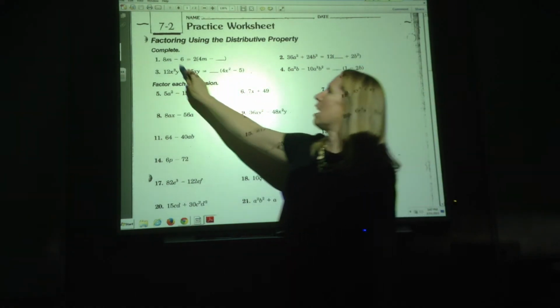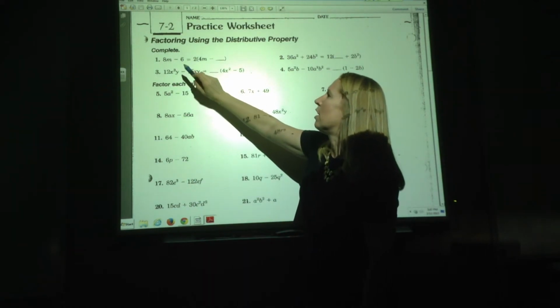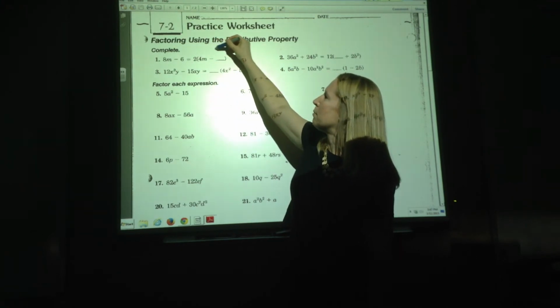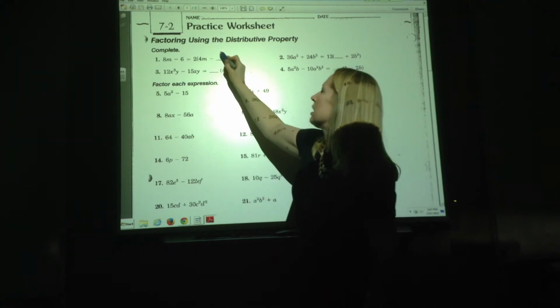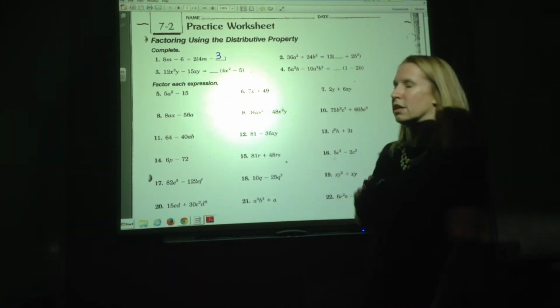So like on this one, I know I have 8m minus 6. There's a 2 out in front, so 2 times 4m is 8m. I have to figure out 2 times something to give me 6. So I know 2 times 3 is 6. That's what goes in the blank. So you do the same thing over here.